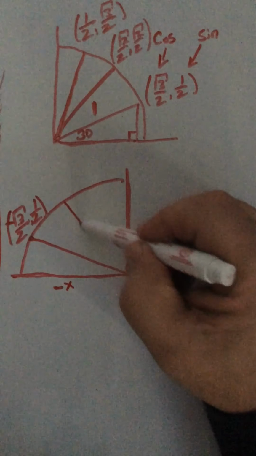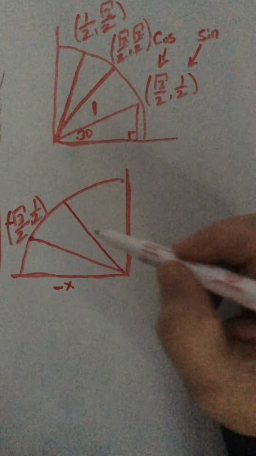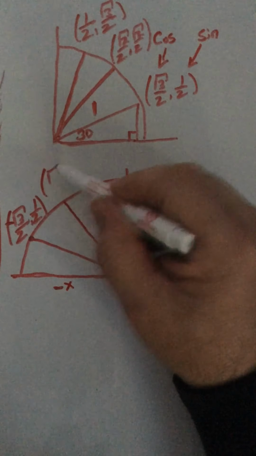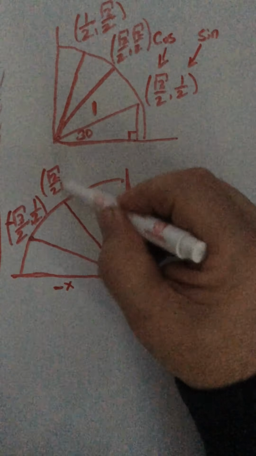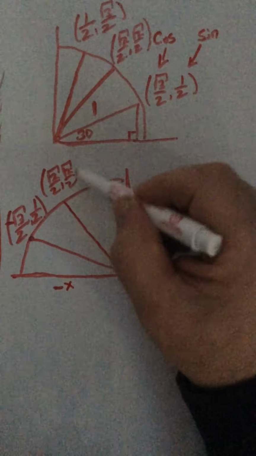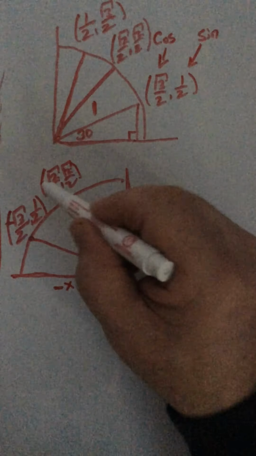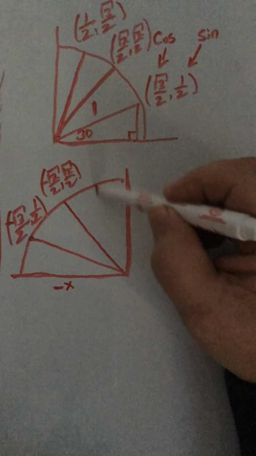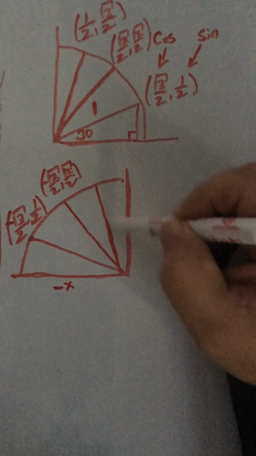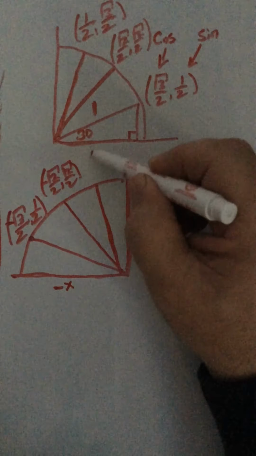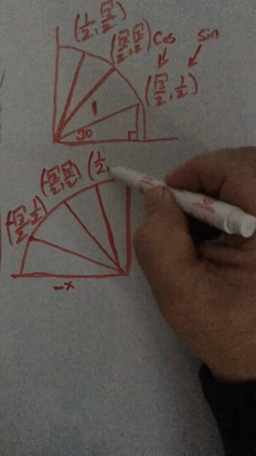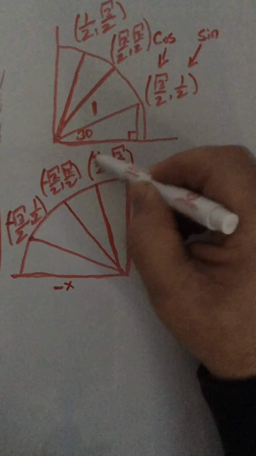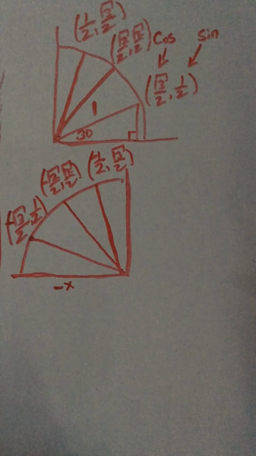Same thing with the 45-degree angle. I know that the 45-45 triangle is going to produce root 2 over 2 and root 2 over 2. But since I'm in quadrant 2, that's negative. Same thing for the 60. I know it's going to produce a 1/2 and a root 3 over 2. In quadrant 2, the x has to be negative.